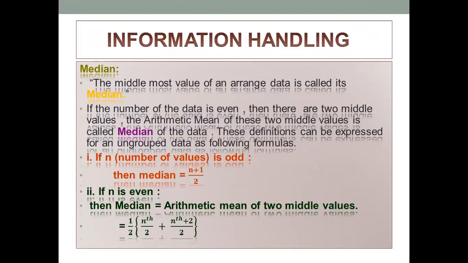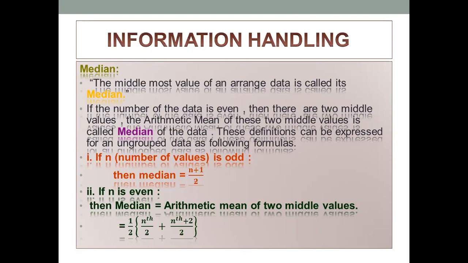Then median: the middlemost value of arranged data is called its median. It is necessary for the median that we first arrange the data, and then according to the data we find the median. Median can be calculated by two formulas, depending on whether the number of observations is odd or even. If it is odd, we can calculate directly with the formula (n plus 1) by 2, and then we see which number in the data satisfies the formula (n plus 1) by 2.